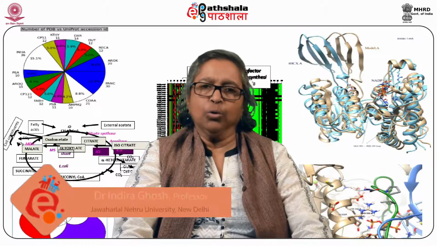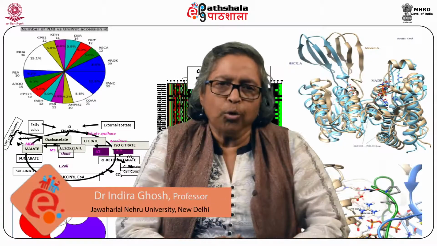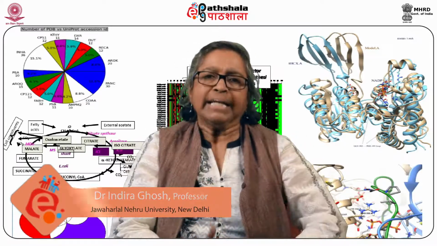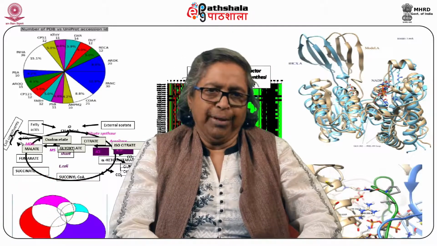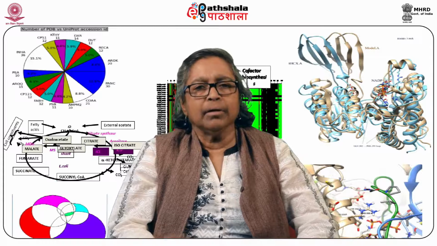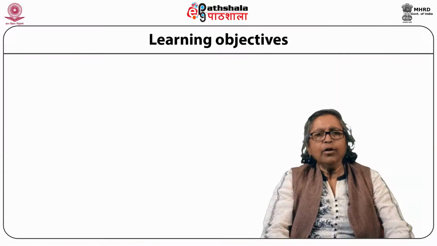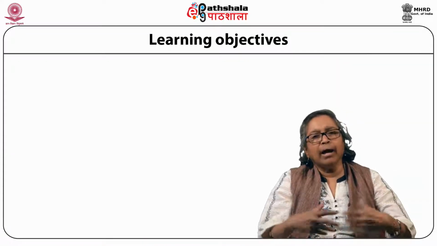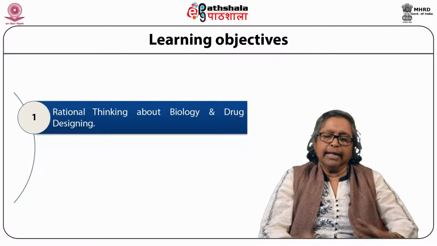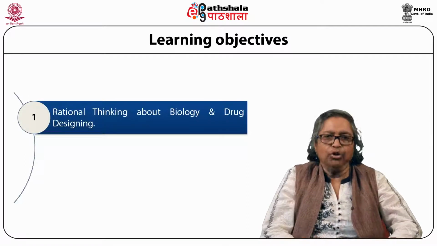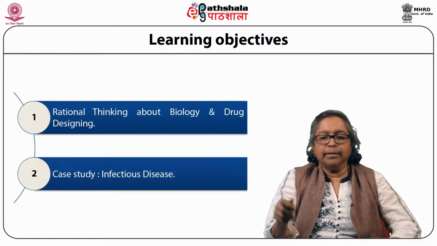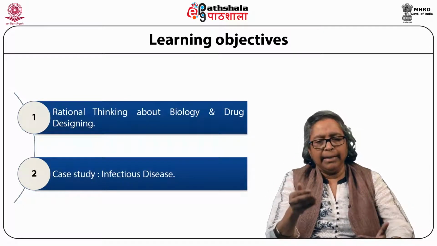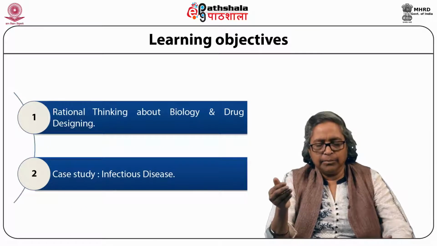I am Indira Ghosh from JNU and today we are going to talk on the module Application of Designing using Bio and Chemo informatics, under the paper Computational Biology. Our learning objective is to learn rational thinking, where you have drug design and biology together, and we will apply it to infectious disease. My examples will be anti-malarial and anti-tuberculosis.